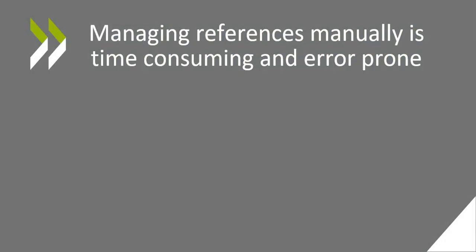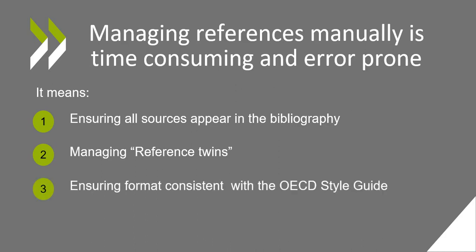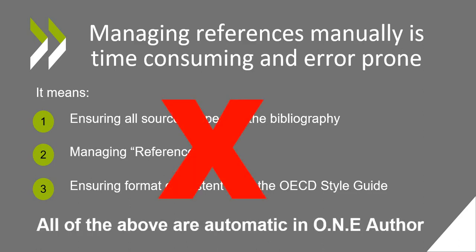Managing references manually is both a time-consuming and error-prone activity. It means cross-checking to make sure that all sources cited appear in the bibliography. Managing reference twins, which means sources by the same author published in the same year. And ensuring that the format of in-text citations and the bibliography are consistent with the OECD Style Guide. All of the above are automatic in One Author.